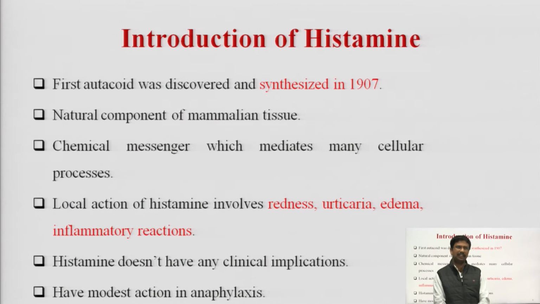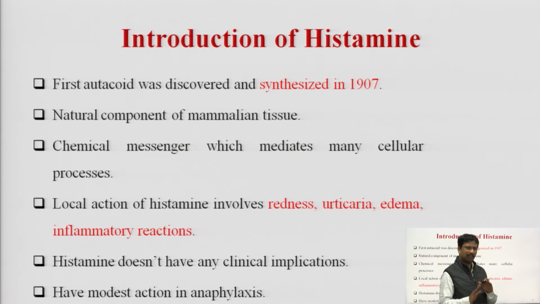So, let us start with the first autocoid, which has a very major role in our body, that is histamine. The first autocoid, histamine, was discovered in 1907. It is a natural component of the mammalian tissue.